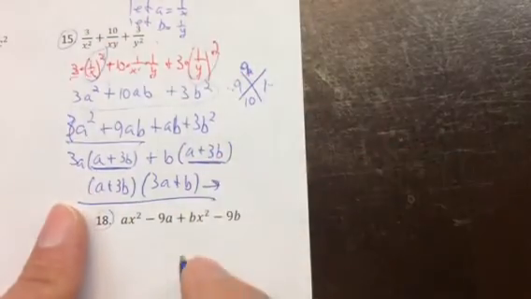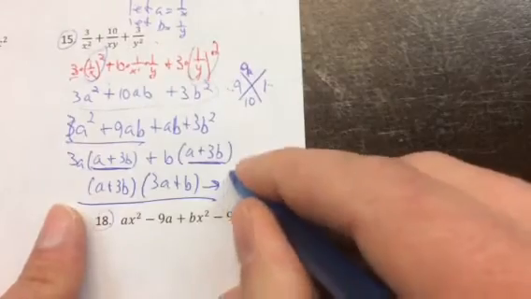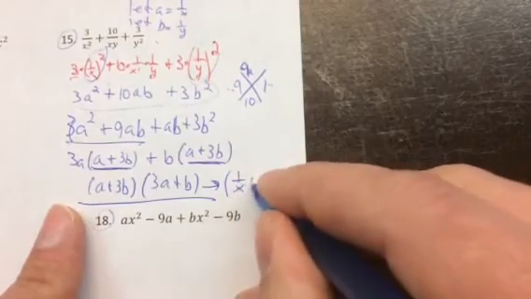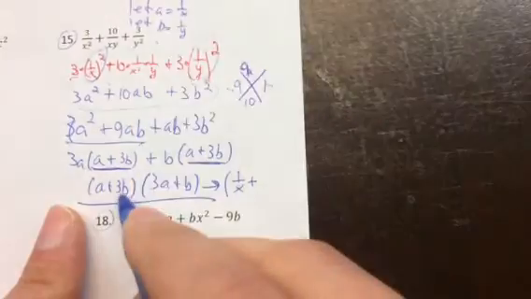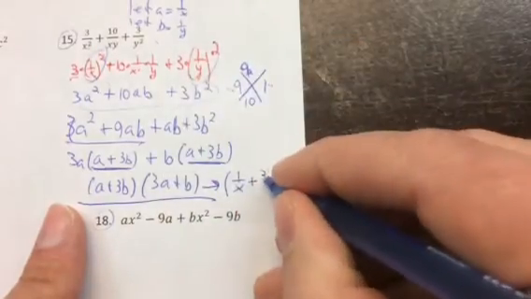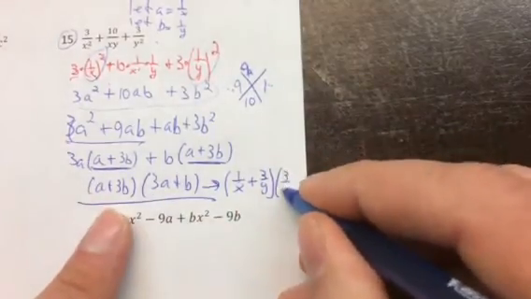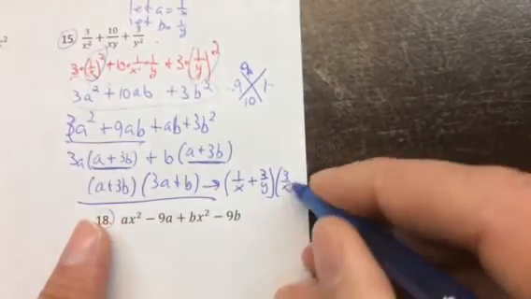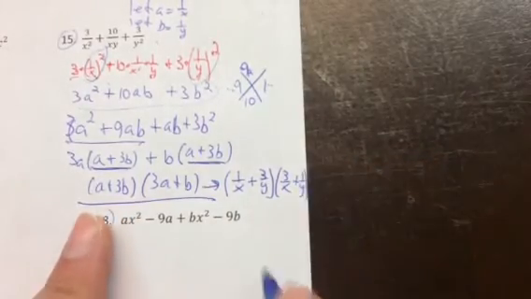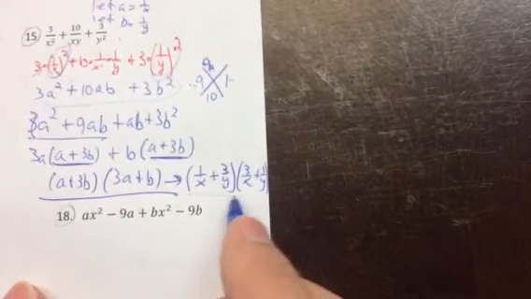But I made a substitution, so I need to substitute that back in. a was 1 over x. So this is 1 over x plus 3 times b. 3 times 1 over y is 3 over y. 3 times a is 3 over x, and b is 1 over y. So this is that factored.